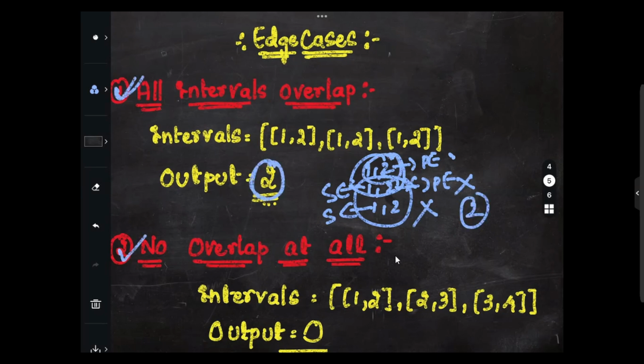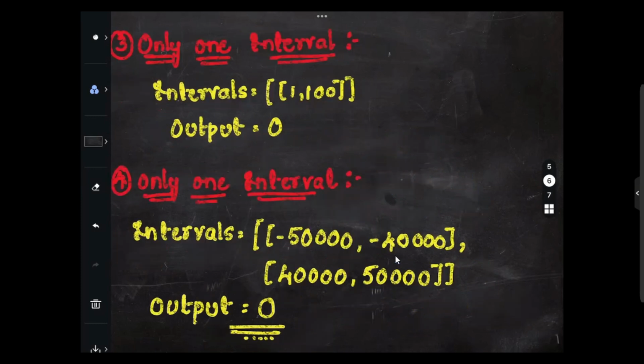Let's move on with the second edge case: no overlap at all. Here we have 1 comma 2, 2 comma 3, 3 comma 4. So 2 matches with 2, again 3 matches with 3. There are no overlapping intervals at all. In this case we have to return 0. We have already discussed this in the examples, I think the second or third example, the same thing.